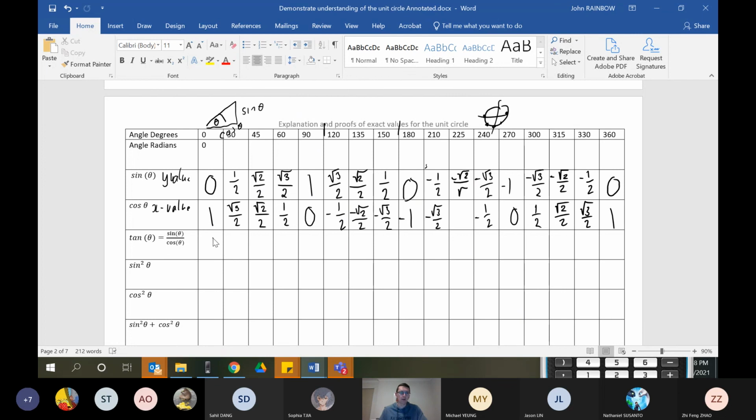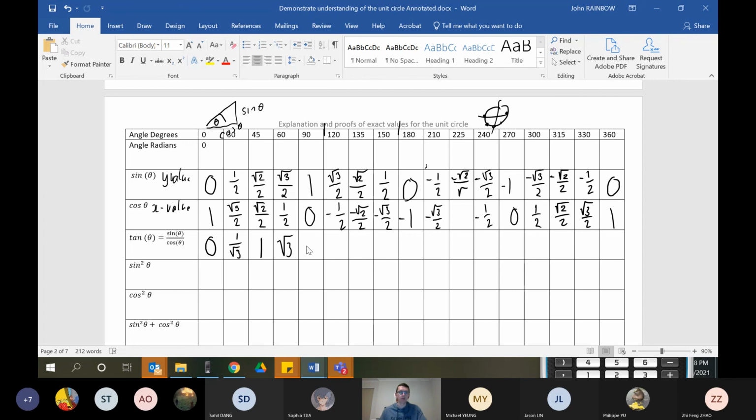0 divided by 1 is 0. This divided by this. Now, don't forget, you can just flip that and multiply. So your 2's are going to cancel out. It's going to be 1 on root 3. That's why we did sine and cos first, because of tan. Root 2 on 2 divided by root 2 on 2 is the same thing divided by the same thing, which is 1. Root 3 on 2 divided by a half is really root 3 on 2 times 2 on 1, which is going to be root 3.